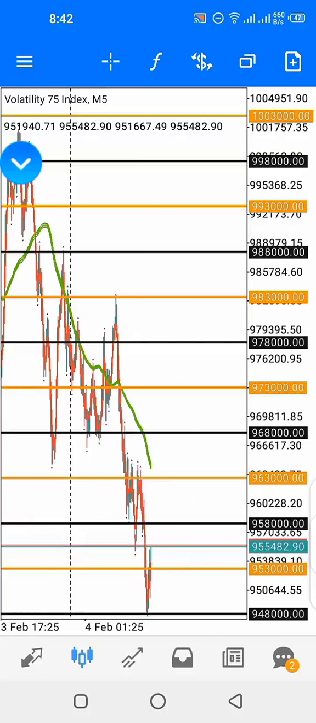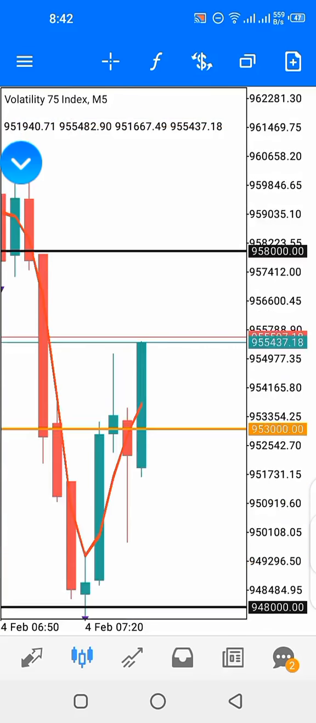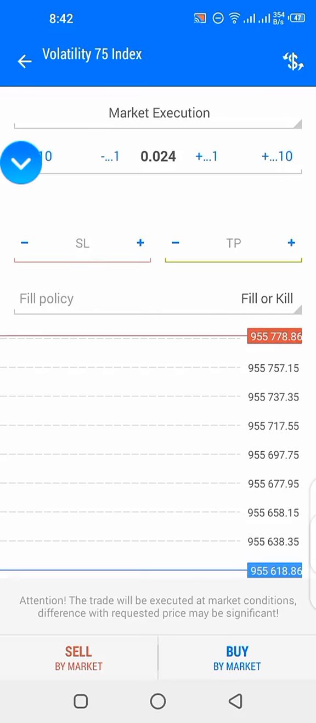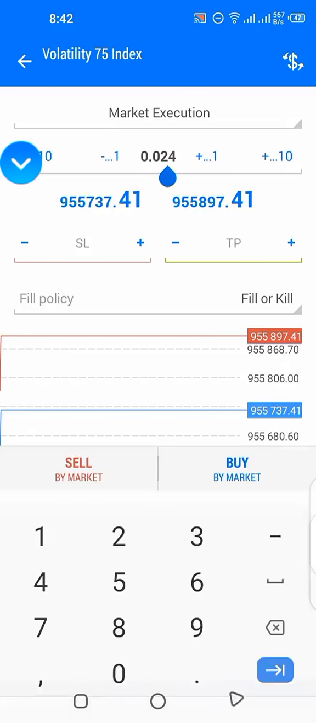Today we'll be looking at how you can trade V75 with the ultra evasive Grail Hedge strategy.